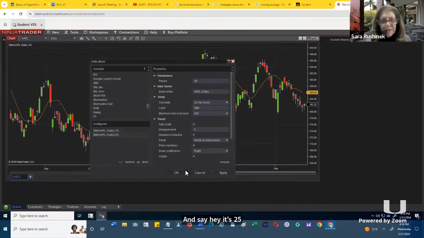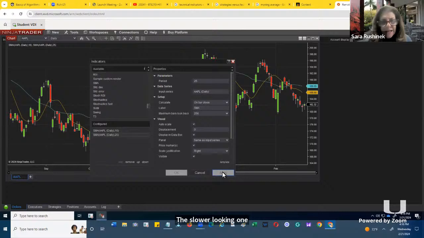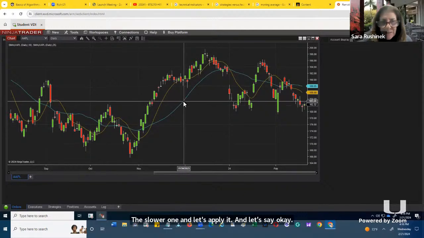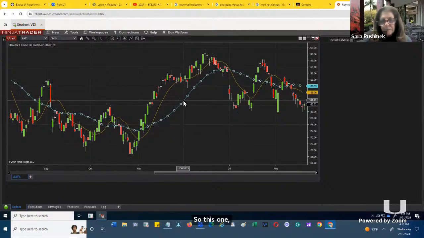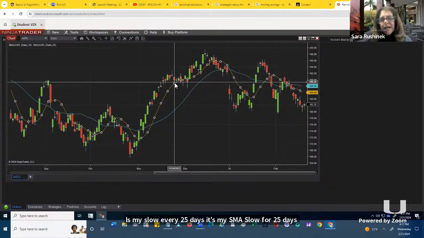So compared to my 10, Daniel, is this going to be my fast or my slow? The slower looking one. The slower one. And let's apply it and say okay. So this one right here is my slow, every 25 days. It's my SMA slow for 25 days. And this one here, my gold one, is my fast, every 10 days.